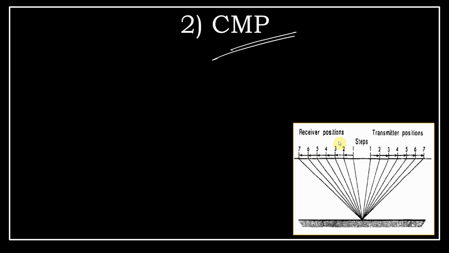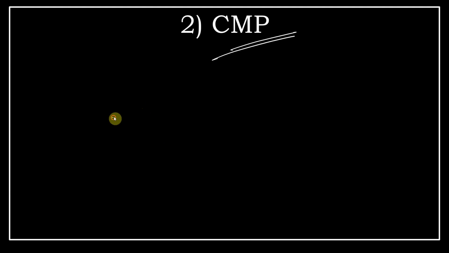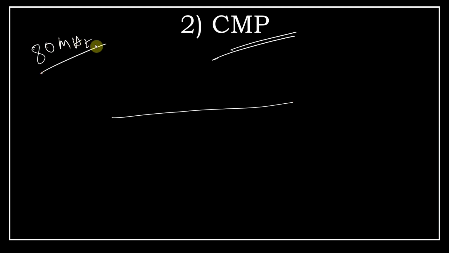Second step would be your CMP survey. What is CMP? It's a common midpoint survey. What do you generally do in CMP? Suppose I have an 80 megahertz bistatic antenna, and I am keeping that antenna at the point of observation O, at a separation of 1 meter, okay. As I have used 80 megahertz, I am keeping the antenna at a separation of 1 meter. So this is your transmitter point, and this is the receiver point.